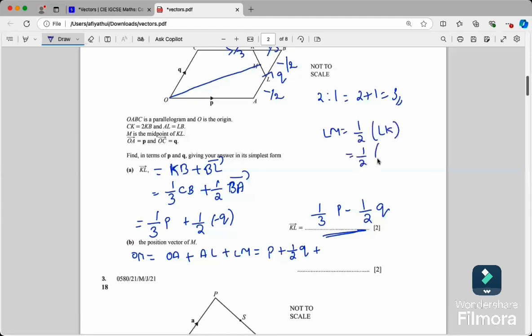Therefore, minus half of half into minus, change the direction of this one.